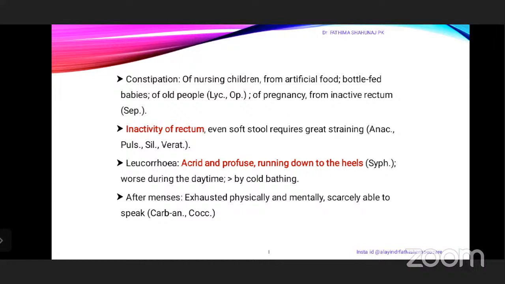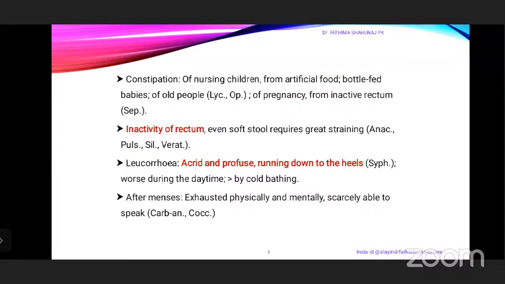Then about it was during the daytime and ameliorated by cold bath. After menses, exhausted physically and mentally, scarcely able to speak. That is carbo animalis and copulus. And in carbo animalis, after the appearance of menses, so weak she can hardly speak. Menses flowing only in morning. And in copulus, already we see that there is due to the weakness of lower limb, and she is scarcely able to stand, mainly after the period, with the constant hemorrhoids.